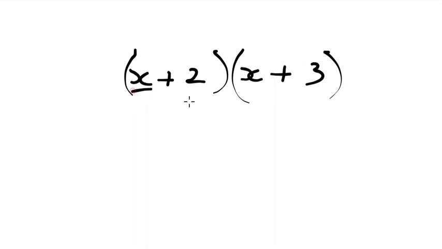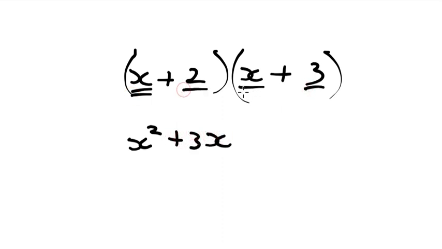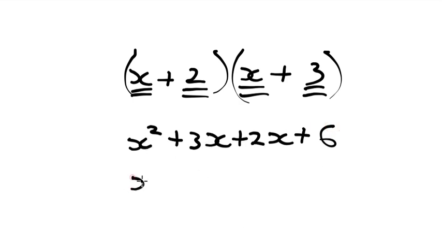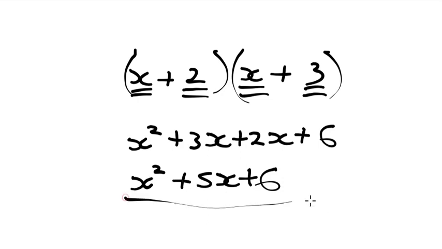So we could do x and x, so we've got x squared, and then x and 3, so we've got 3x, and then 2 and x, so that's 2x, and then 2 times 3 is 6, and then we've got x squared plus 3x plus 2x plus 6, and we can simplify that to x squared plus 5x plus 6, which is what we started with, x squared plus 5x plus 6. So that's the underlining method.